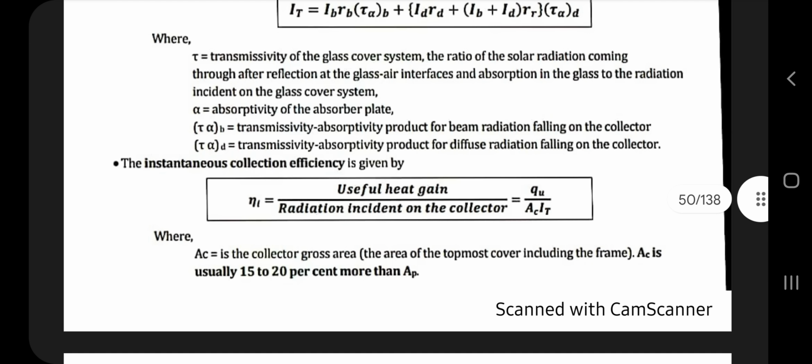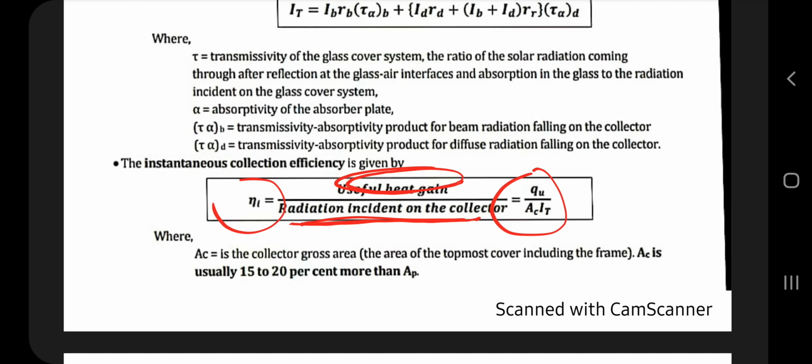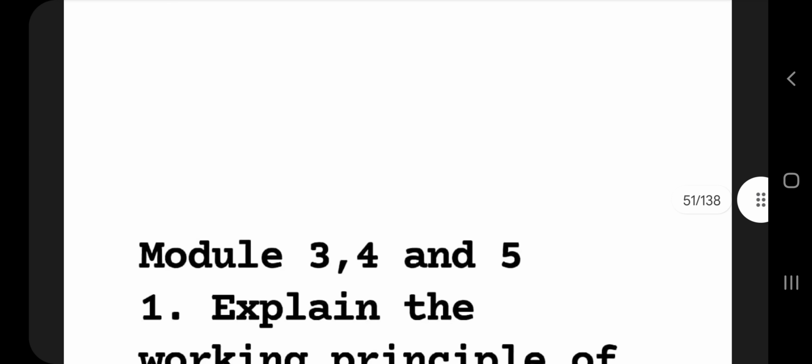And the efficiency, if they ask about, they have explicitly asked the efficiency as well. Efficiency means how much was given to you, how much you made use of it. So how much is the useful heat divided by how much was incident on the collector. That is what the efficiency is. Okay, so here are some terms, you can go through it. The meaning is also written here.